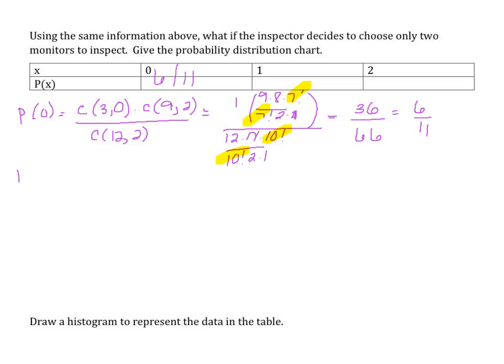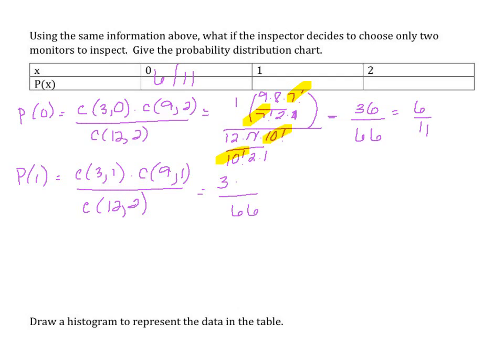So let's find the probability of finding 1 defective. We're going to find the combination of 3 that are defective, and we want 1 of them to be. Of the 9 remaining, we're going to have 1 that's also okay. Our total number of choices is 12 choose 2, which we already know is 66. We also know that 3 choose 1 is 3, and 9 choose 1 is 9. So we'd end up with 27 over 66, which reduces down to 9/22.